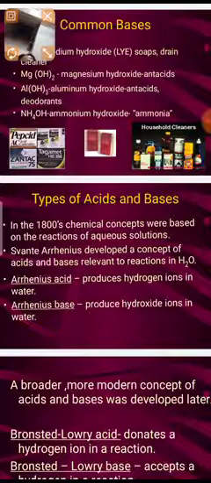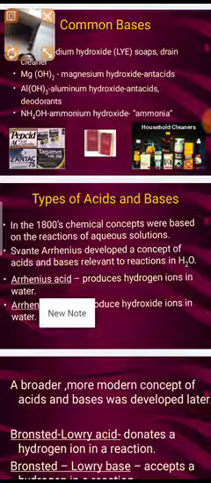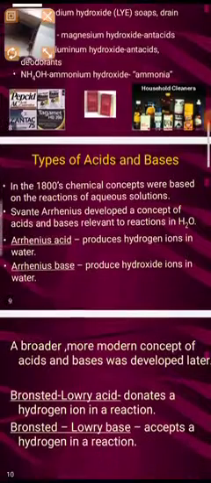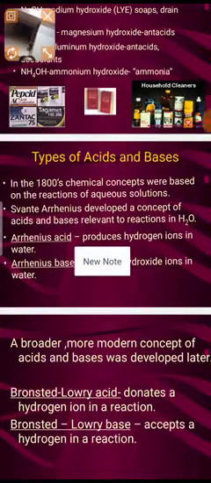In the 1800s, chemical concepts were based on the reactions of aqueous solutions. Svante Arrhenius developed a concept of acids and bases relevant to reactions in water. Arrhenius acids are those which produce hydrogen ions in water. Therefore, Arrhenius bases are those which produce hydroxide ions in water. This is the simple concept of acids and bases explained by Arrhenius.